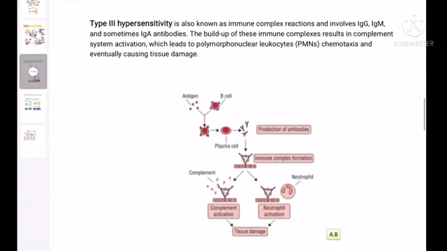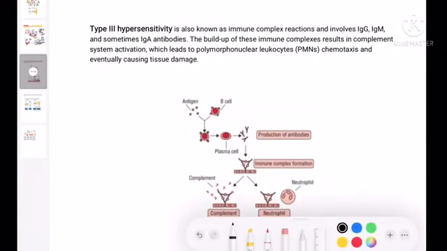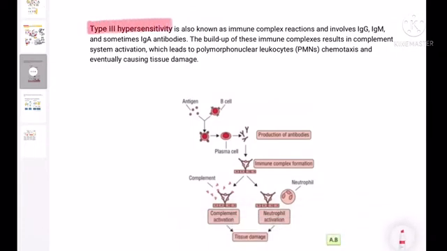Now let's go to the type 3 hypersensitivity reaction. Type 3 hypersensitivity reaction is also known as immune complex reaction. It also involves IgG and IgM and sometimes IgA antibodies. The buildup of these immune complexes results in complement activation. Again, there will be activation of the complement system, which leads to polymorphonuclear leukocyte chemotaxis and eventually causes tissue damage.